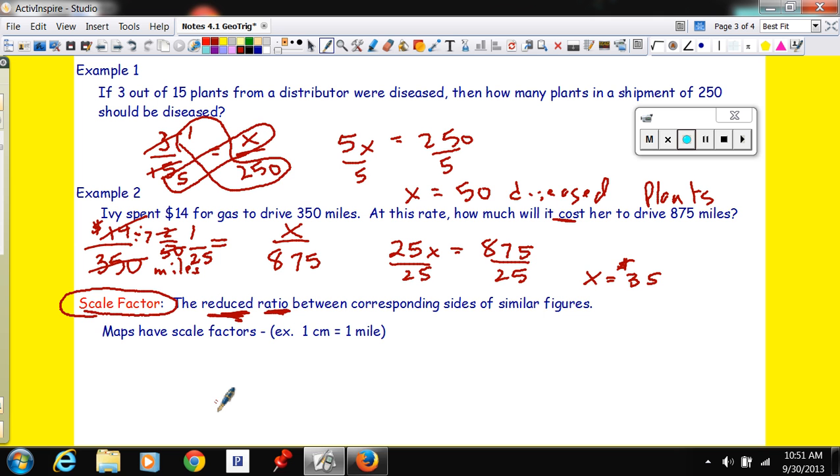They're not going to put like 2 feet equals 4 centimeters or something. It's not going to have something that you can reduce. It'll be reduced if it's a scale factor. It will already be reduced. So that's just a couple of examples.